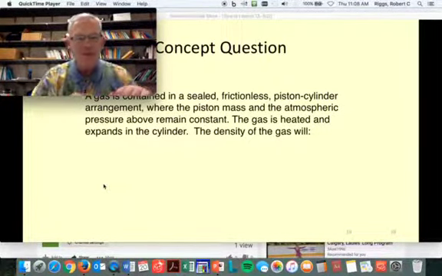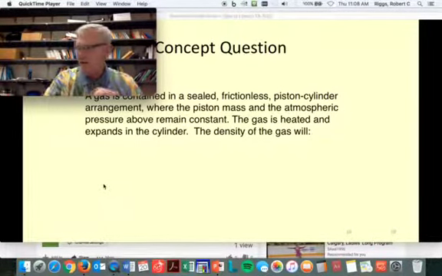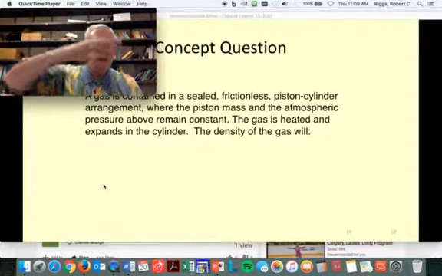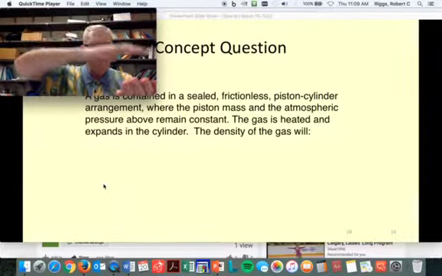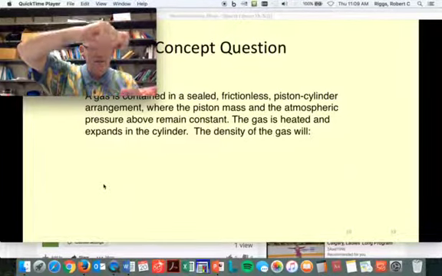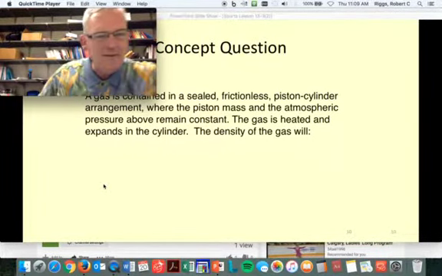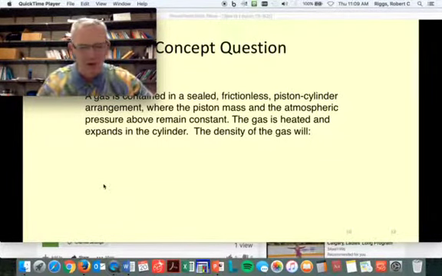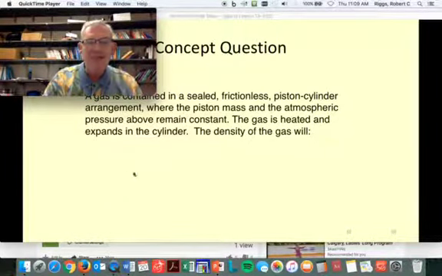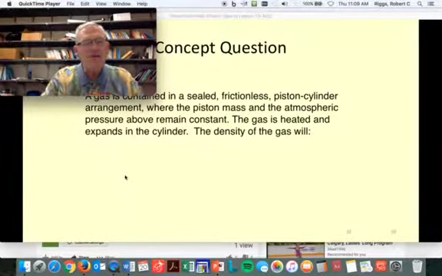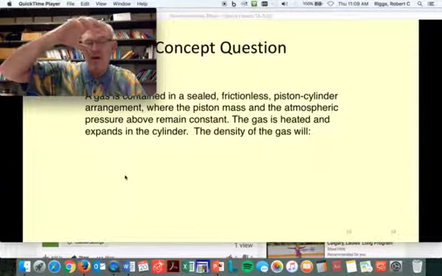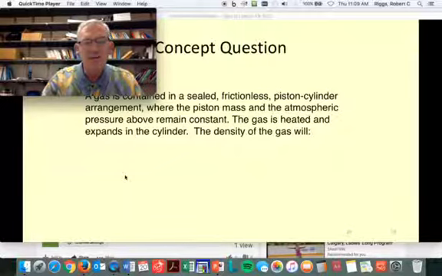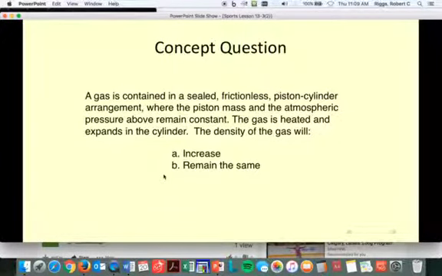So you got this little piston in a container that it's able to go up and down. You got a top on it, but the top is able to go up. It's kind of like this hand cream thing, but this is able to go up, so it's able to expand. The gas is heated and expands in the cylinder. So you're going to get more volume. If you get more volume, then you're going to have an increase in density, remain the same, or a decrease. You're going to definitely have a decrease.